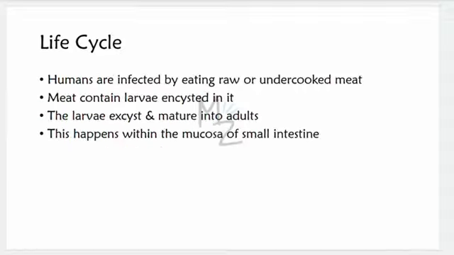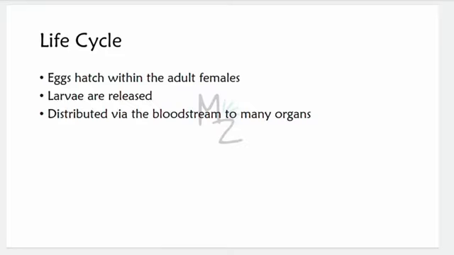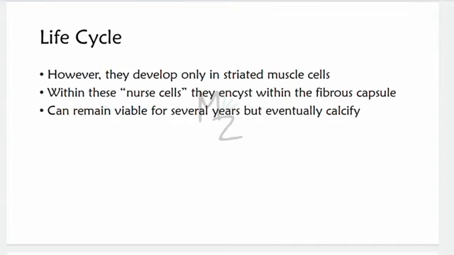So let's start. Humans are infected by eating raw or undercooked meat, pork in particular, or meat from other infected animals as well, containing larvae encysted in the muscle. The larvae excyst and mature into adults within the mucosa of the small intestine. Eggs hatch within the adult females, and larvae are released and distributed via the bloodstream to many organs. However, they develop in the striated muscles, mainly skeletal, but can also target cardiac muscles. Within these muscle cells, they encase within a fibrous capsule and can remain viable for several years, but eventually calcify.